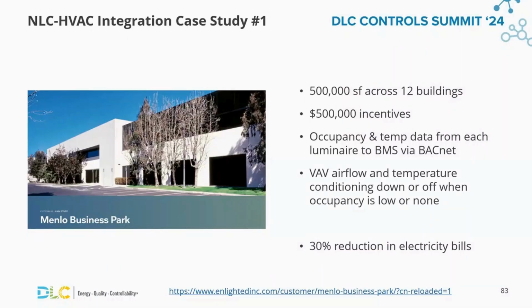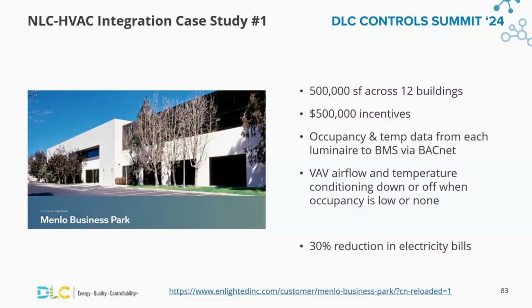Menlo Business Park is a Class A office park in Silicon Valley with office, lab, and warehouse space for small and medium-sized pharmaceutical and biotech companies. It's a campus of 12 buildings with 500,000 square feet of space.